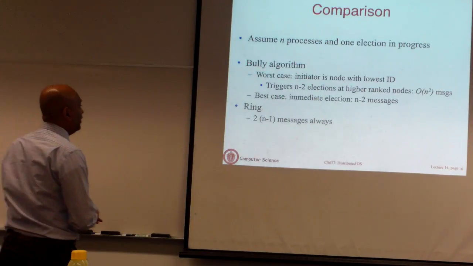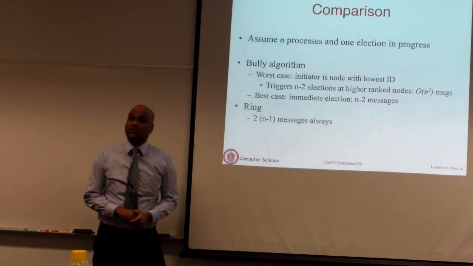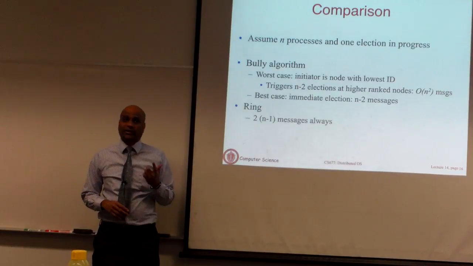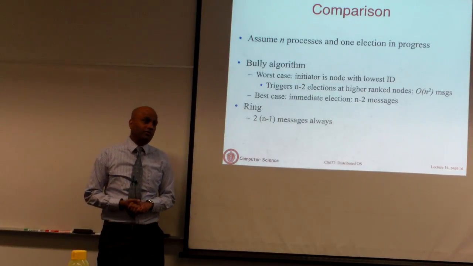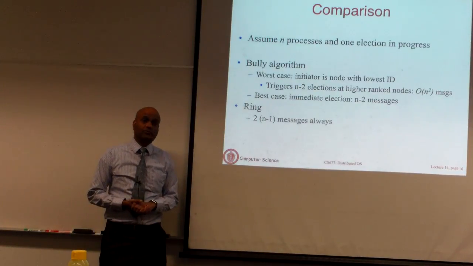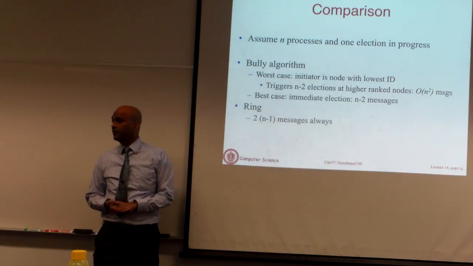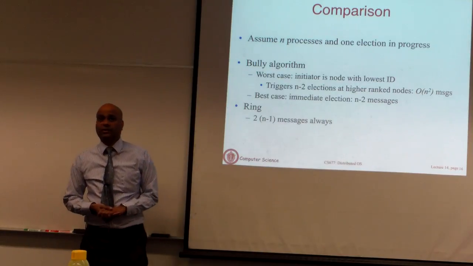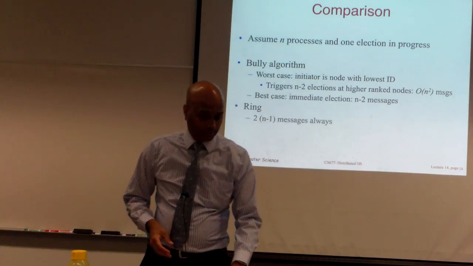In the ring algorithm, you always have 2n minus 1 messages. The first time you query all the nodes, and the second time you tell everyone the result of the election. That is linear complexity. Any questions here? Good.